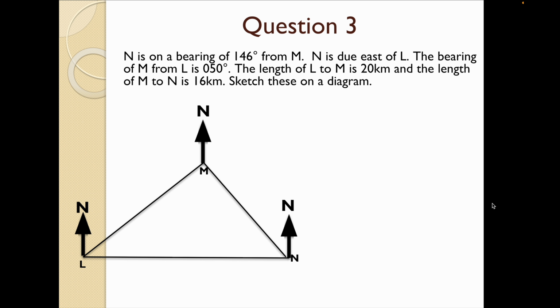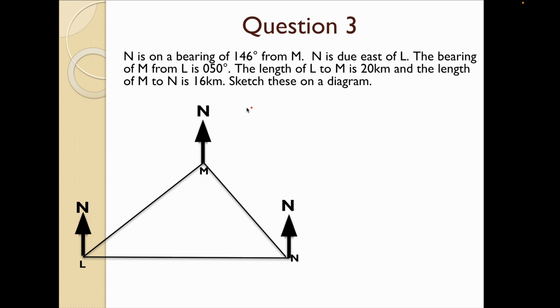So question 3, N is on a bearing of 146 degrees from M. N is due east of L. So N here is due east. So remember, we have the directions north, east, south, west. So what this question is saying is that N is due east. So if N is due east, what would that bearing be? What would that bearing be?